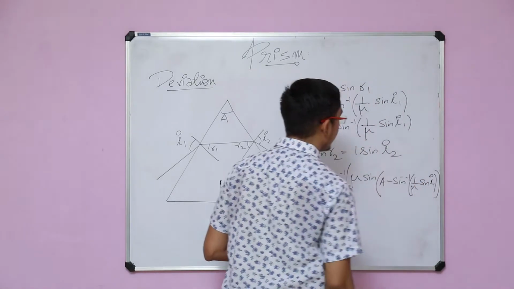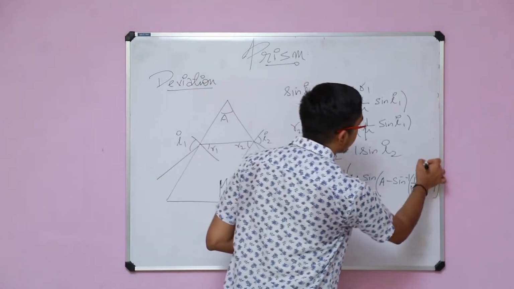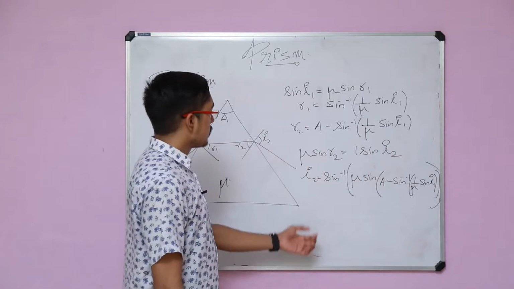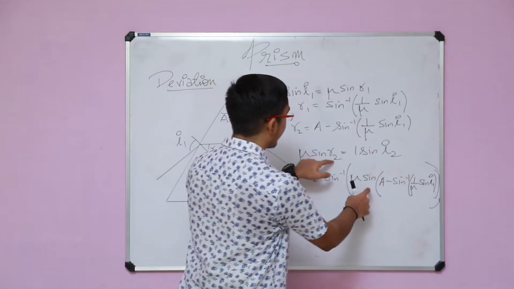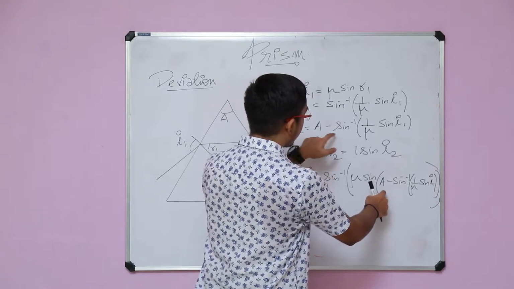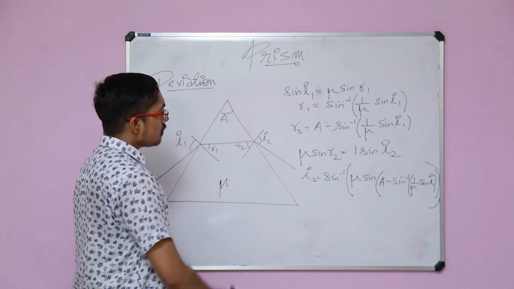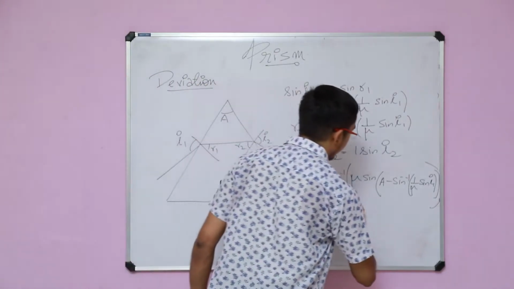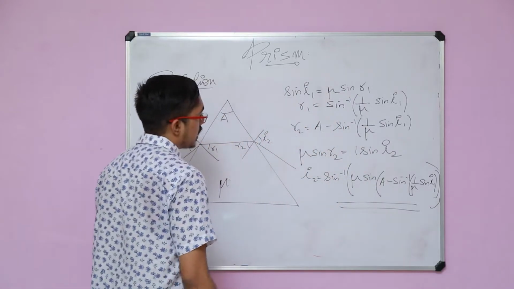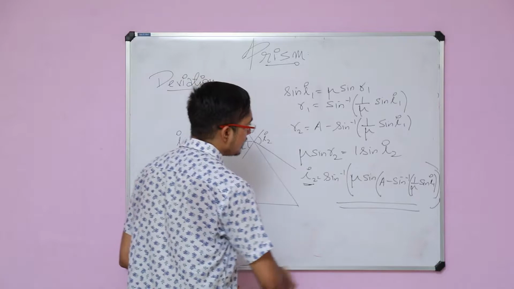So I hope I have made this pretty clear. We have a big bracket also after this, right? So I2 is equal to sin inverse of mu sin R2. In place of R2 I have applied A minus sin inverse 1 by mu sin I1, right? Now just look at that particular equation that I have made here. I have derived this equation to show you that I2 can be written in terms of I1.